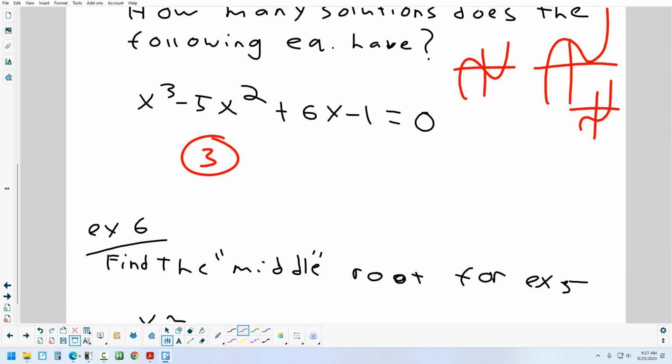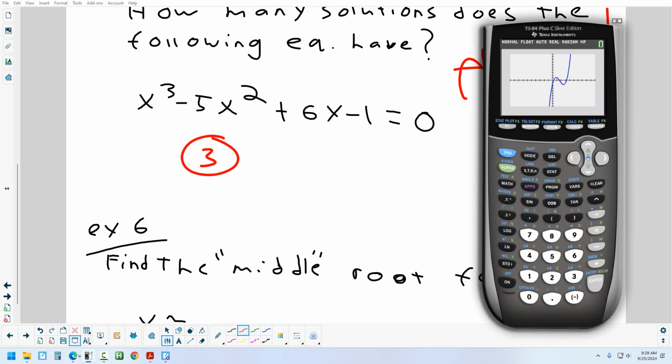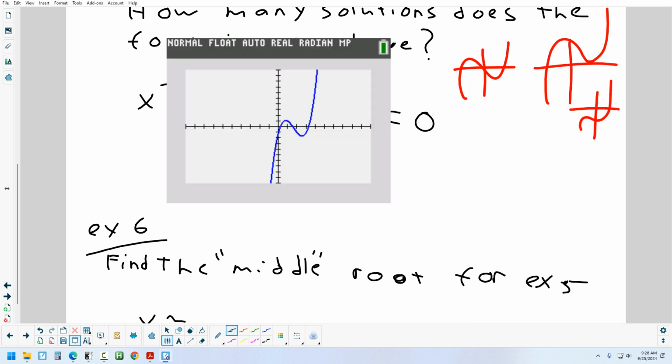Now example 6 is using the question we just had. Find the one that's in the middle. Okay, there's 3 of them. So by the middle, I mean this one right there.